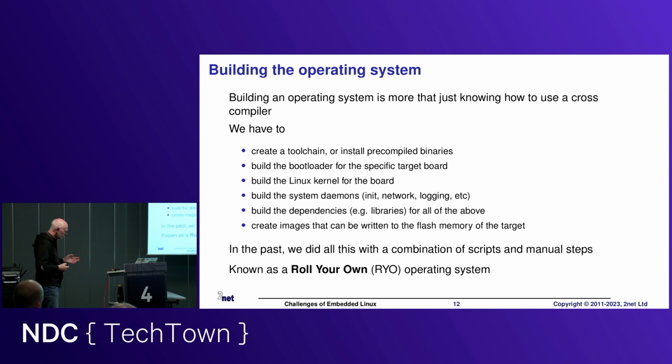So back in the old days, like 10, 15 years ago, we actually had to do all this by hand. So typically, if you go back to the mid-2000s, we were kind of hand compiling stuff. We'd have a combination of some scripts and some manual steps. It was kind of fun the first time you do it, but the third or fourth time it gets a little bit boring. And this is known as roll your own, or RYO. So look, thankfully, we have moved beyond roll your own operating systems.